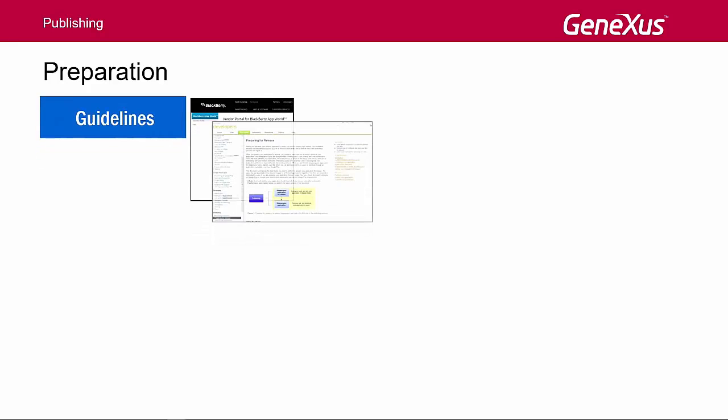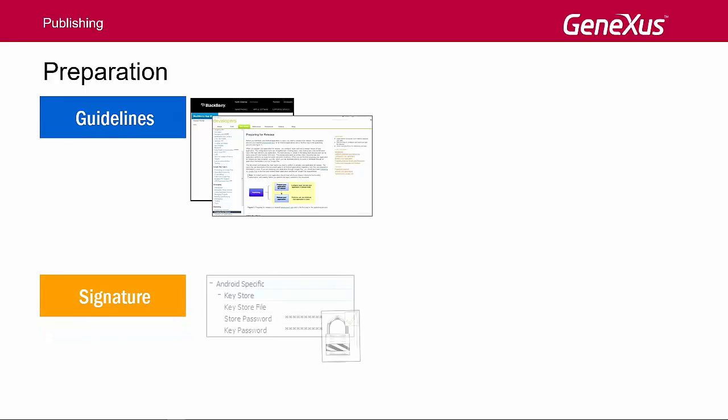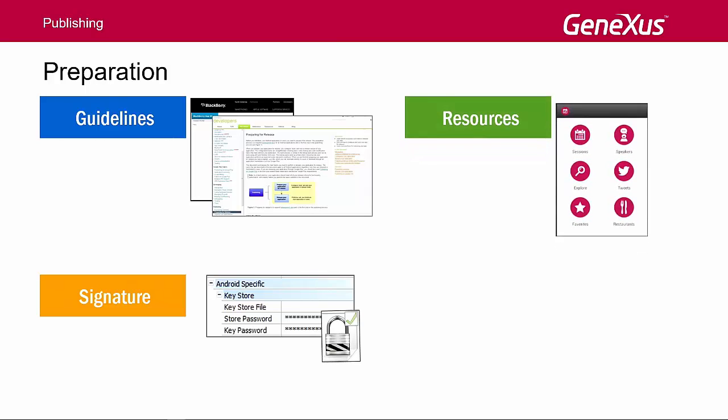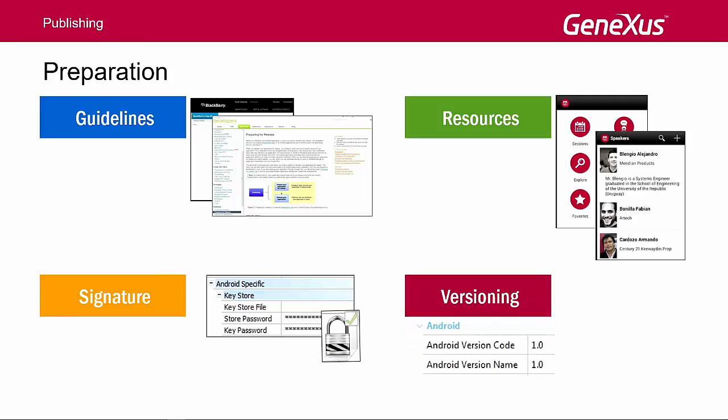The second stage is the preparation of the app. That is to say, following certain steps necessary for the app to be successful. These steps include reading the guidelines provided by the stores about various topics to prevent the application from being rejected, signing the compiled package corresponding to the app, as we've seen before, obtaining the necessary resources, such as images, icons, screen captures, and so on, that will be requested when publishing the app, and finally, versioning the application. This implies using a version number and incrementing it depending on whether it's the first version or an update.